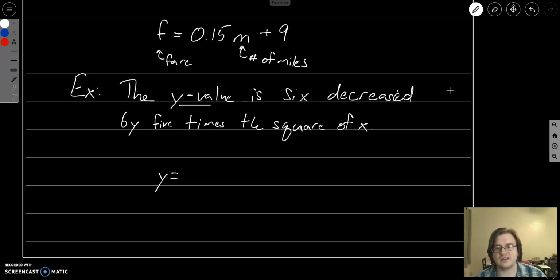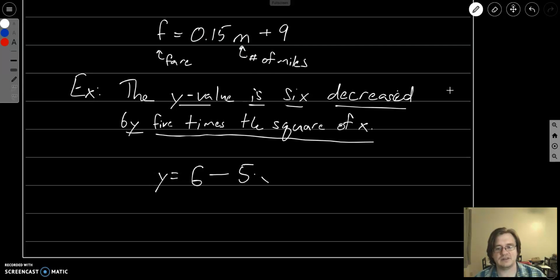When this says the y value is something, this means that y is going to be equal to something. If we say that one number is another number, it means that they're equal. So the y value is, and then it'll be 6 decreased by something else. So we're going to take 6 and we're going to decrease it. We're going to subtract something from 6. And then the rest of this should be fairly straightforward. 5 times the square of x. So this is just 5 times x squared. So we can interpret words as numbers.